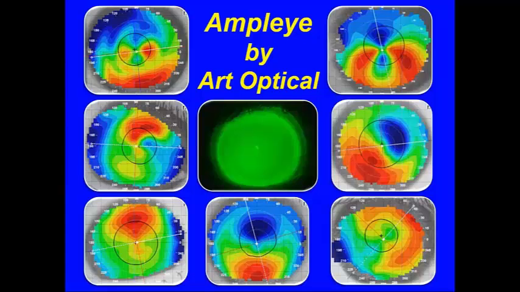Okay, and here's another question. Does Ampleye offer localized vaulting for pinguecula or bleb or pterygium?